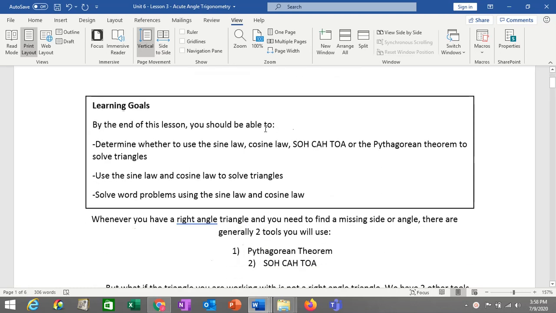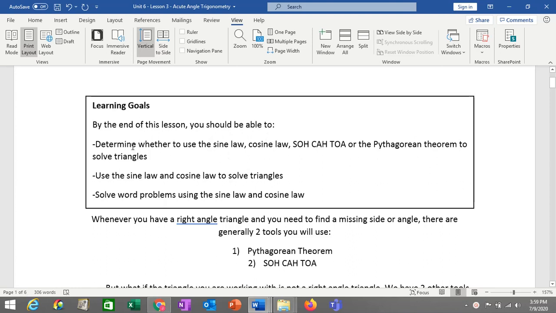Okay, learning goals. You're going to be using something called the sine law and something called the cosine law to solve triangles. In other words, figure out missing sides, figure out missing angles, and we're going to combine this with what you learned in the previous lesson. So SOHCAHTOA, as well as the Pythagorean theorem. So you have a whole bunch of tools you can use to find angles in triangles.